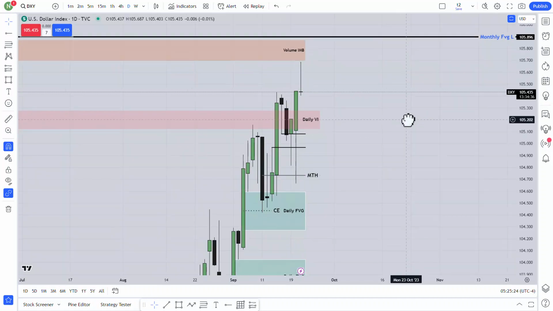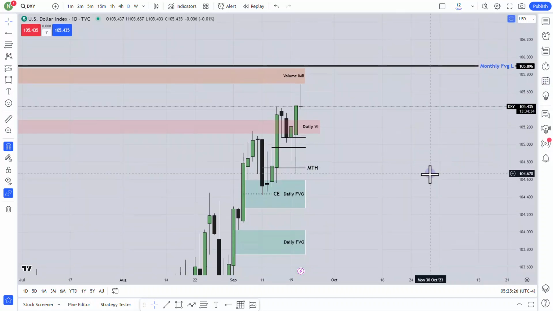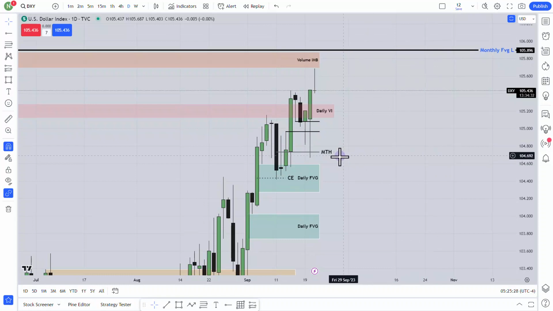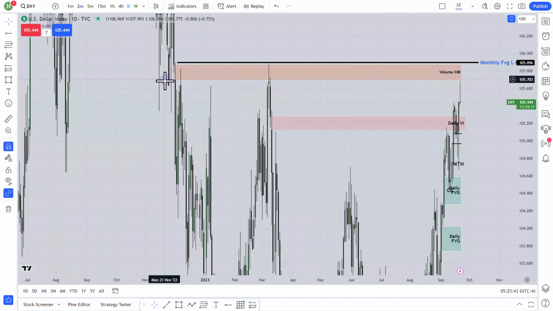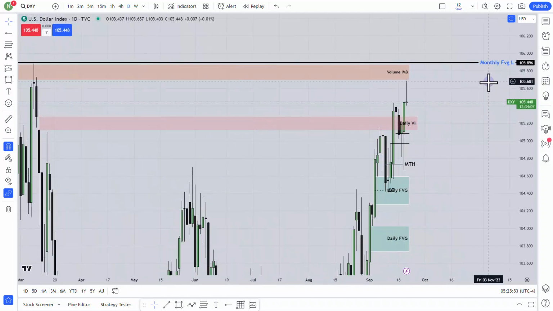Today I'm gonna talk about how price can deliver today and what it did yesterday. If you see, this is the dollar index chart, this is the daily chart. Price actually went through this daily volume imbalance and tried to reach this volume imbalance. This is the relatively equal high, this high, this high, and also the monthly fair value gap low.